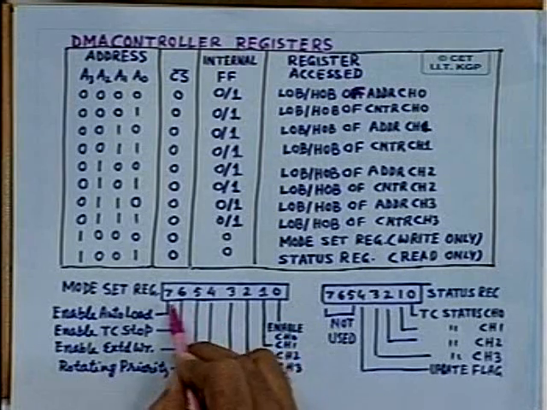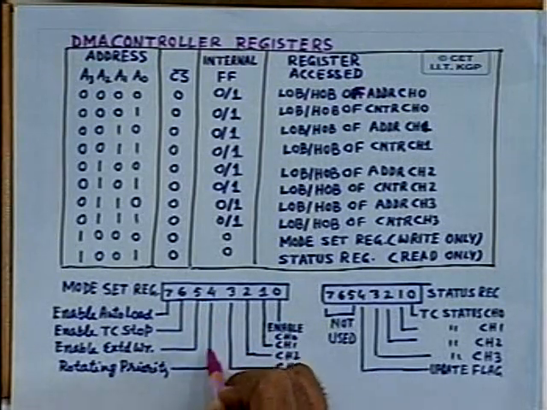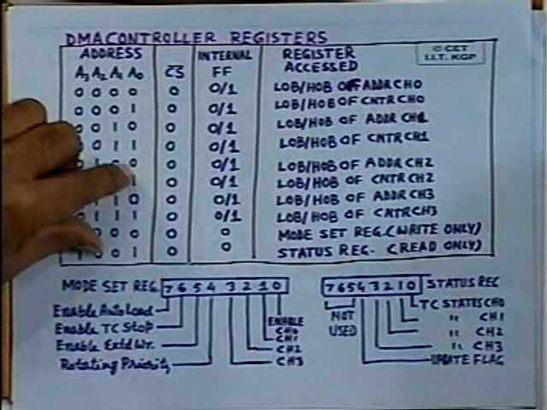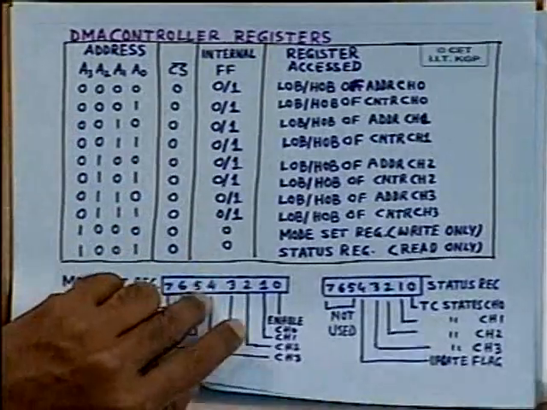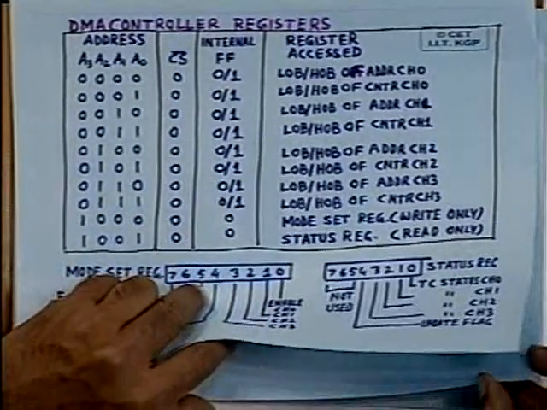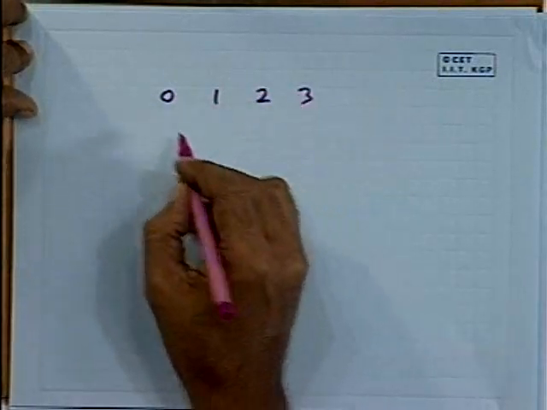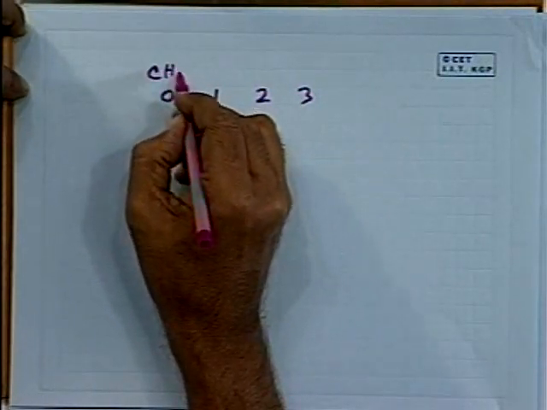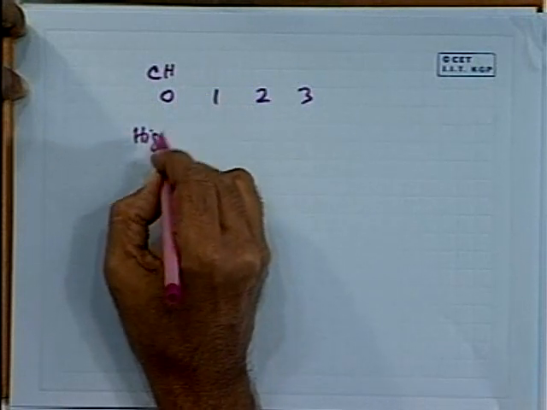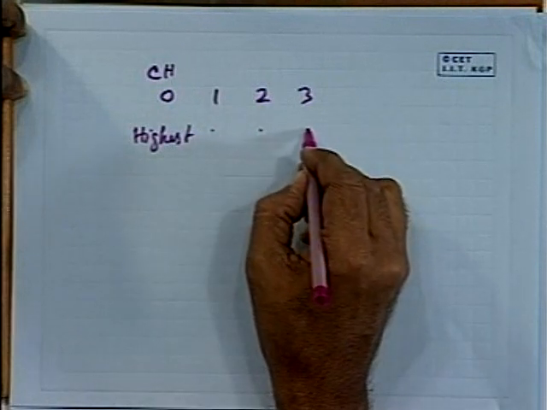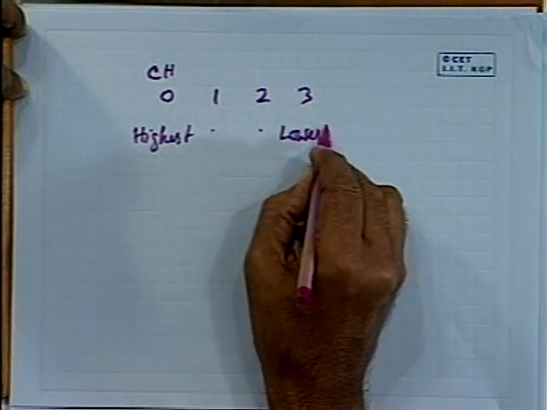And these bits will decide the priority. You can see here rotating priority. Rotating priority means that in the normal situation, suppose all four devices are there, that means device 0, 1, 2 and 3. Channel 0 will have the highest priority, then channel 1, then channel 2, and channel 3 will have the lowest priority.